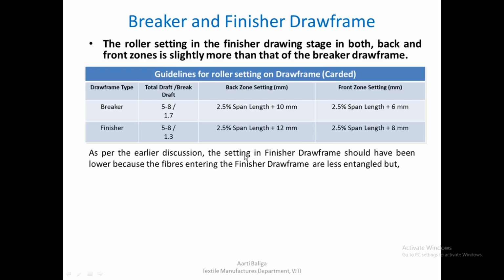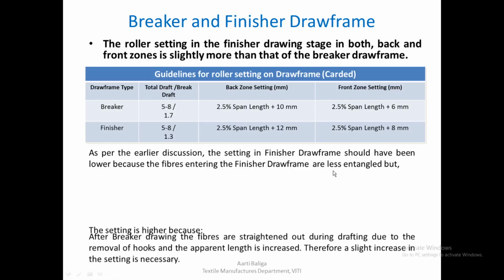Actually, it sounds a bit contradicting, because in the earlier discussion we said more the entanglement, wider should be the setting. But we know that when the material comes to the finisher draw frame, it is less entangled. So we should be able to close the setting, or rather make a narrower setting here. But we see that it is exactly opposite of that. So what is the reason for that?